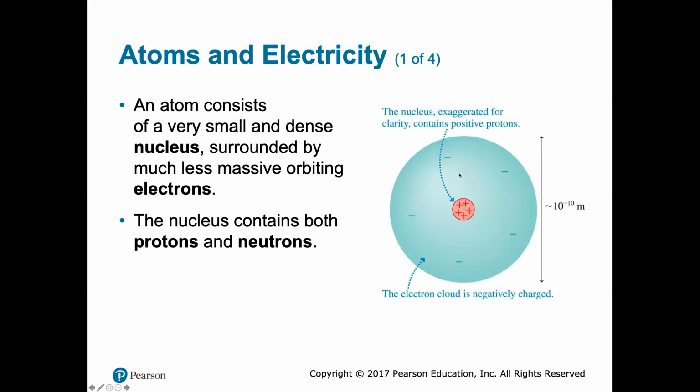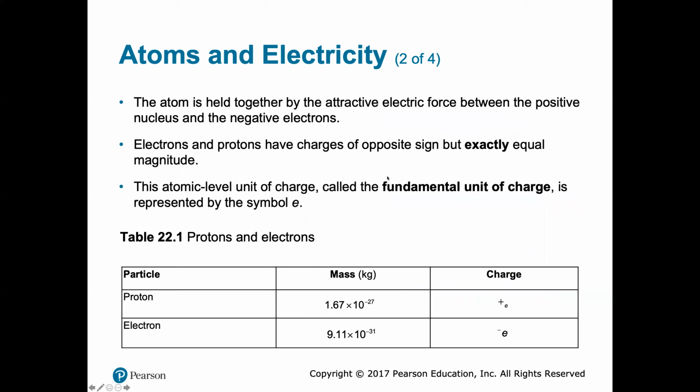If we look at the previous picture, if there are, let's say, five positively charged protons in the nucleus, then there should be five negatively charged elements, which are electrons, surrounding the nucleus. So the entire atom is neutral. That's why electrons and protons have exactly the same numbers in the atom.